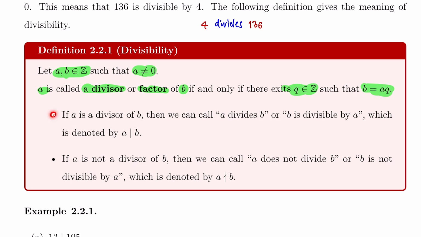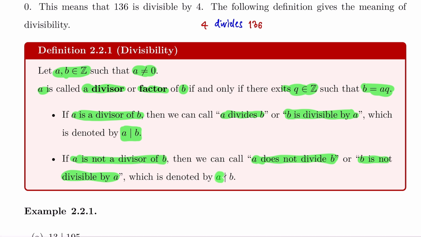Then let's talk about these two bullets. If A is a divisor of B, then you can say A divides B, or B is divisible by A. And the notation is A, this bar, B. That's the meaning of A divides B. Another case is if A is not a divisor of B. Then we can say that A does not divide B, or B is not divisible by A, which is denoted by A, this bar with a slash, B like this.